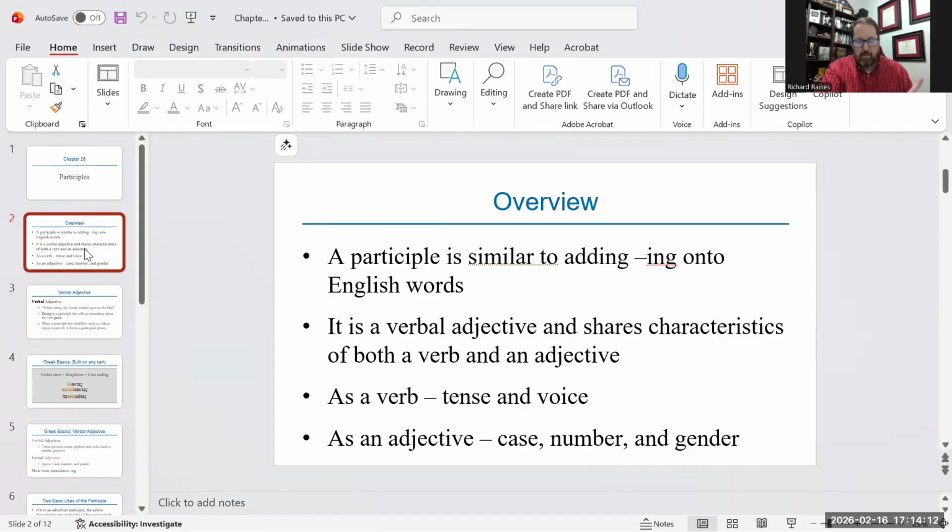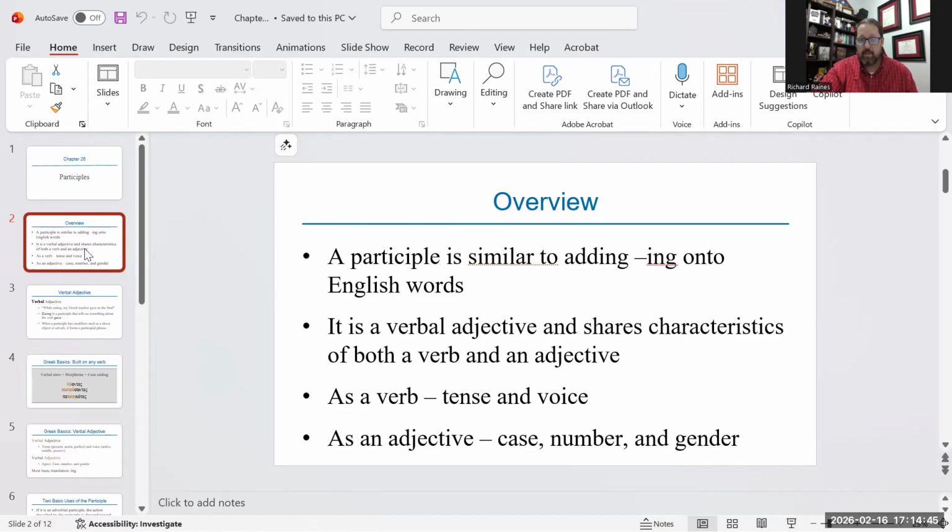But what a participle is, we have participles in English. What we call a participle in Greek, essentially, is what we do when we add ing to a word in English. And so the way that we're going to describe participles, generally speaking, is that they are verbal adjectives, which means they share characteristics of both a verb and an adjective.